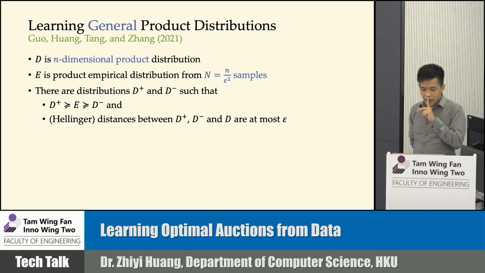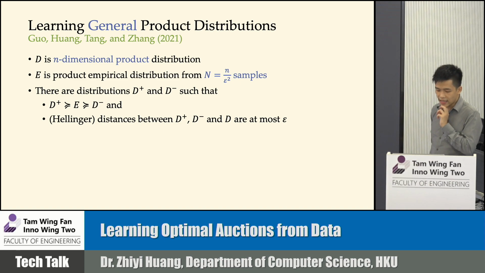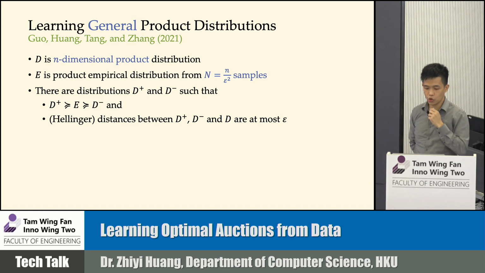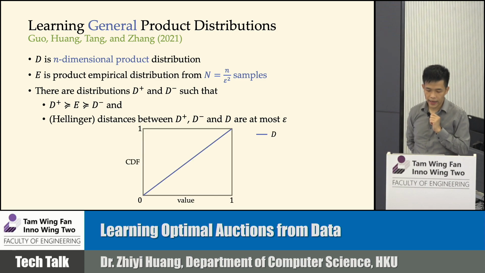So what we identify here is that, even though when D is a continuous distribution and E is the product empirical distribution, we cannot directly say that D and E are close by standard distances, we can say that E is actually sandwiched between two distributions called D plus and D minus. And these upper bound and lower bound distributions are actually pretty close to the true distribution. I can explain what these things are in just a picture.